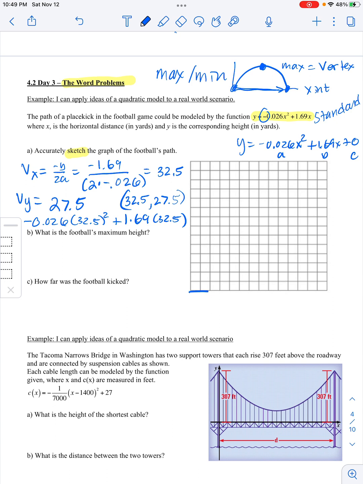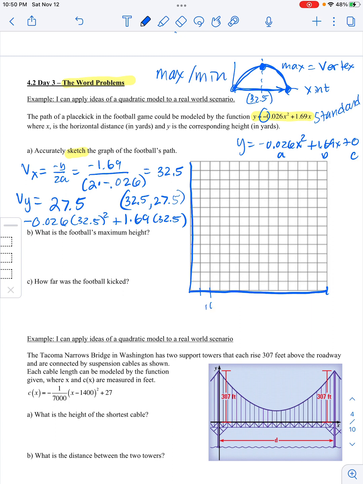So this is representing like the ground, so like time going forward or distance going forward, and this is representing the height. If this is my path, like this is what a football would do, it would go up and come back down. That's 32.5, which means that all the way across, since that's in the middle, would be twice as big as that. So if I take 32.5 and double it, I'm looking at 65 for it to get all the way over here.